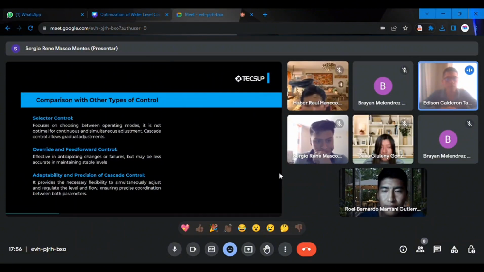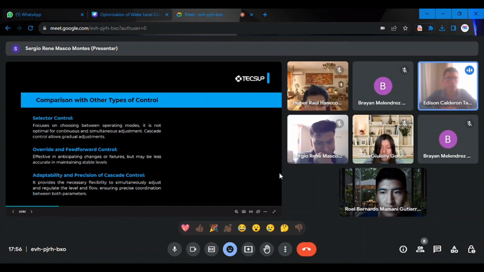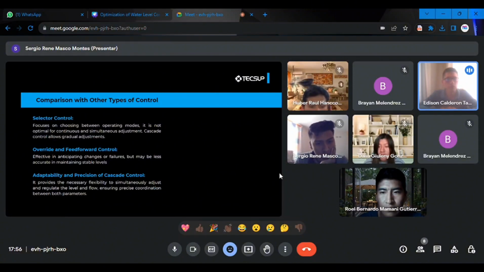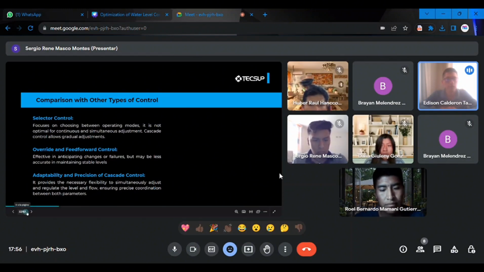Comparison with other types of control. Selector control focuses on choosing between operation modes, which is not optimal for continuous and simultaneous adjustment. Cascade control allows gradual adjustments. Override and feed-forward control anticipate changes or failures but require margins of stability. Adaptability and precision of cascade control: it provides the necessary flexibility to simultaneously adjust and regulate the level and flow, with precise coordination between both parameters.